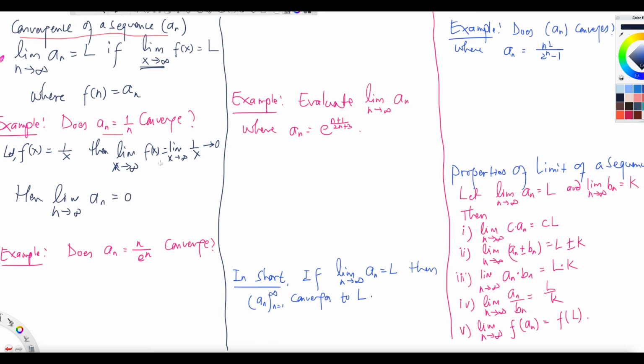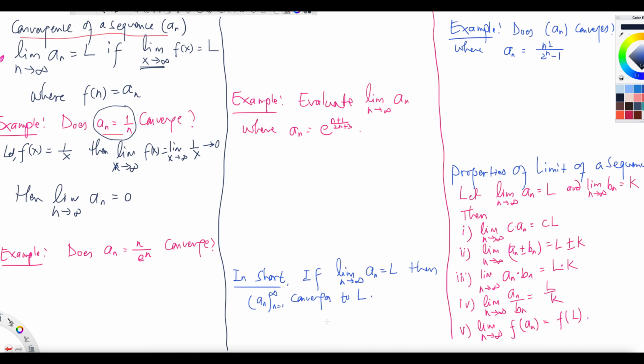If the limit of f(x) is 0, but what is f(x)? f(x) is the same as a_n, but with n replaced by x, right? If that f(x) has a limit, then a_n also has exactly the same limit. That's what it is saying.